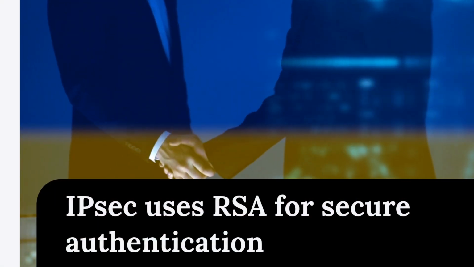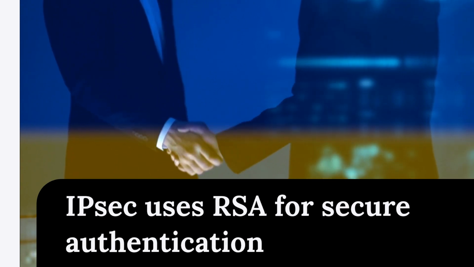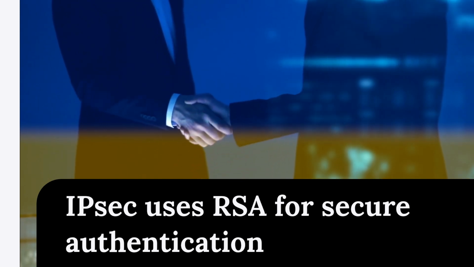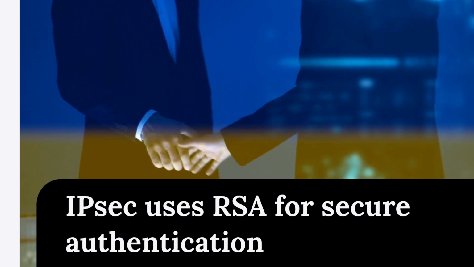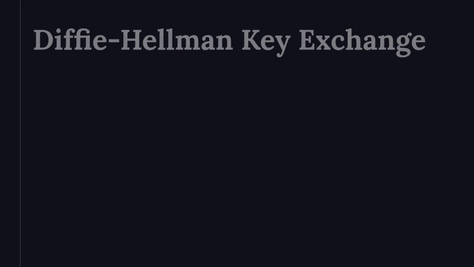IPsec uses pre-shared keys and RSA for authentication. PSK is easy but does not scale well. RSA uses digital certificates for peer authentication. Both peers must authenticate each other. This ensures secure communication channels.